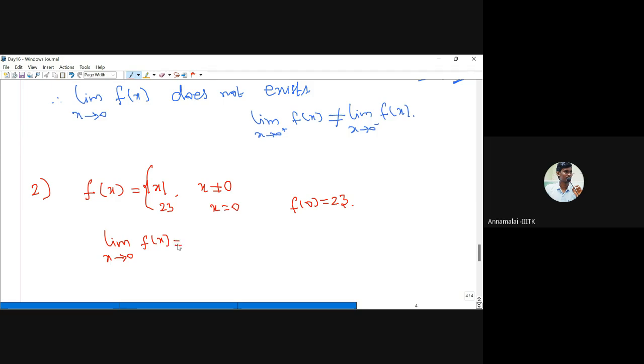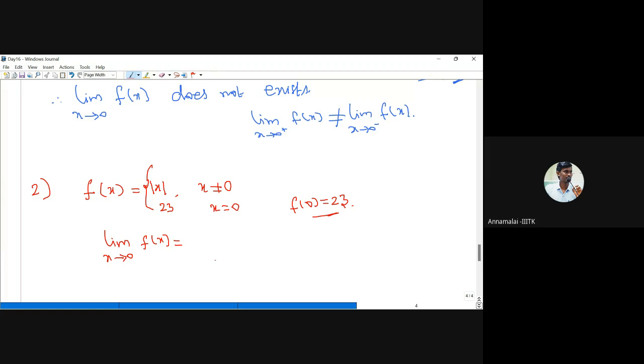Do you understand my question? The function defined for non-zero values is defined to be modulus of x. It is actually modulus of x. Confusion, we can erase this. Mod x for non-zero value. For zero value, we take 23. Now, what is the limit of the function at the point x equal to 0? Now, we have to find the right hand limit, left hand limit.